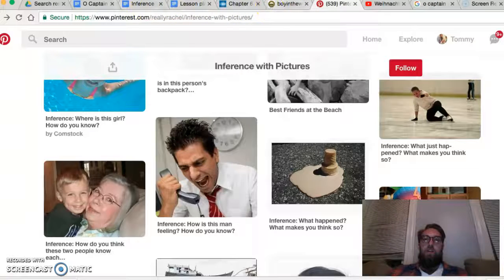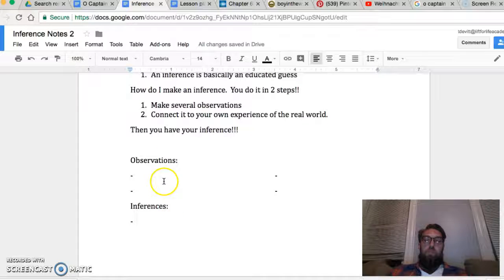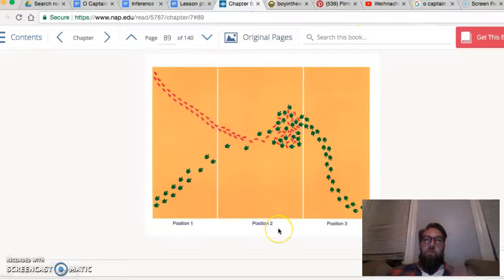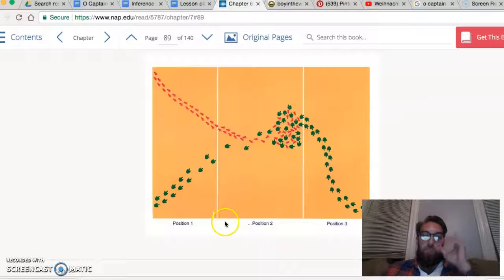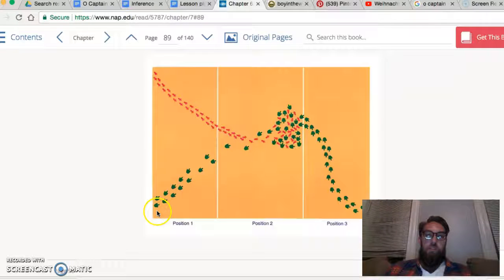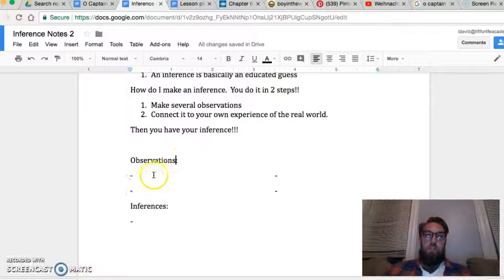For our notes, we're going to actually do it more formally. So let's look at this picture here and try and work through this. So here's my thinking, fill in what I put. Position 1, here are my observations. I notice there are two different animals, and one is bigger than the other. So write that down. There are two animals. One animal is bigger than the other.